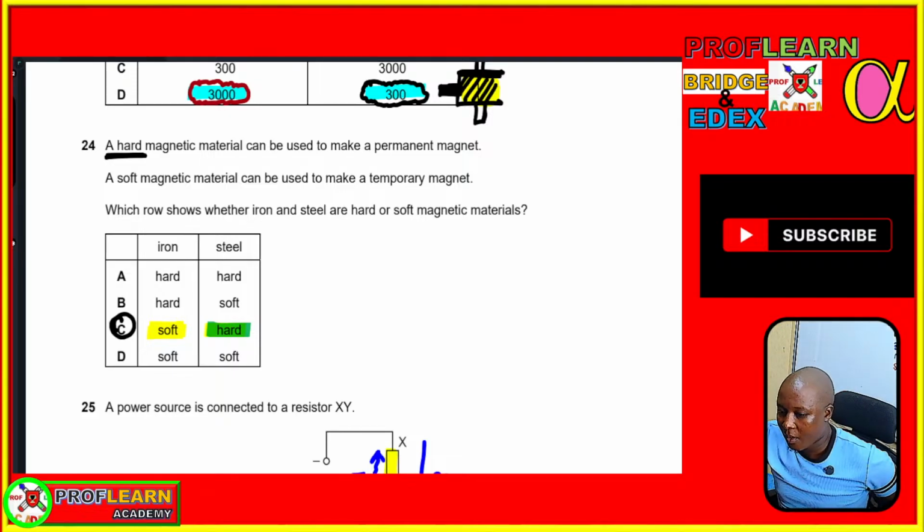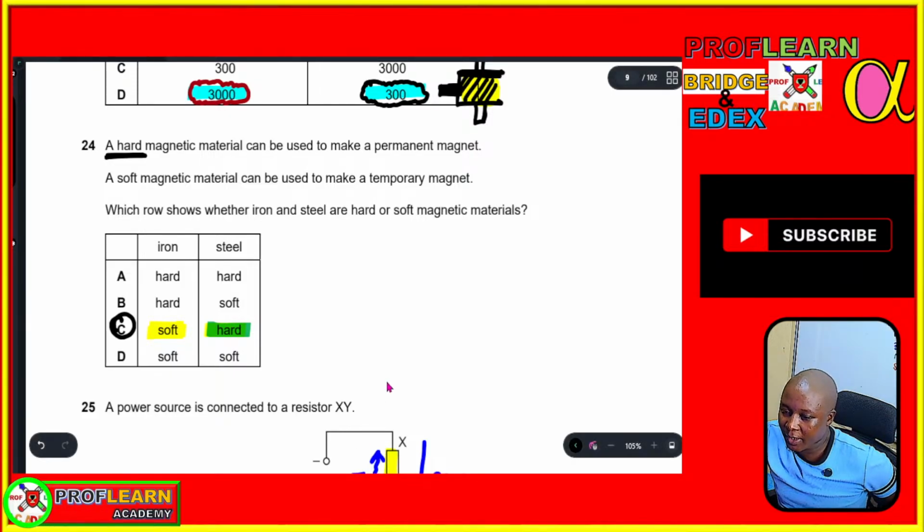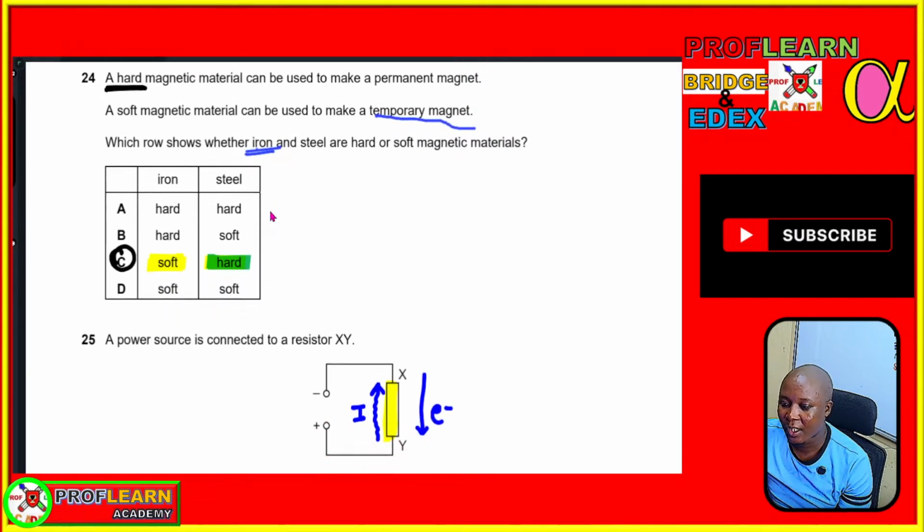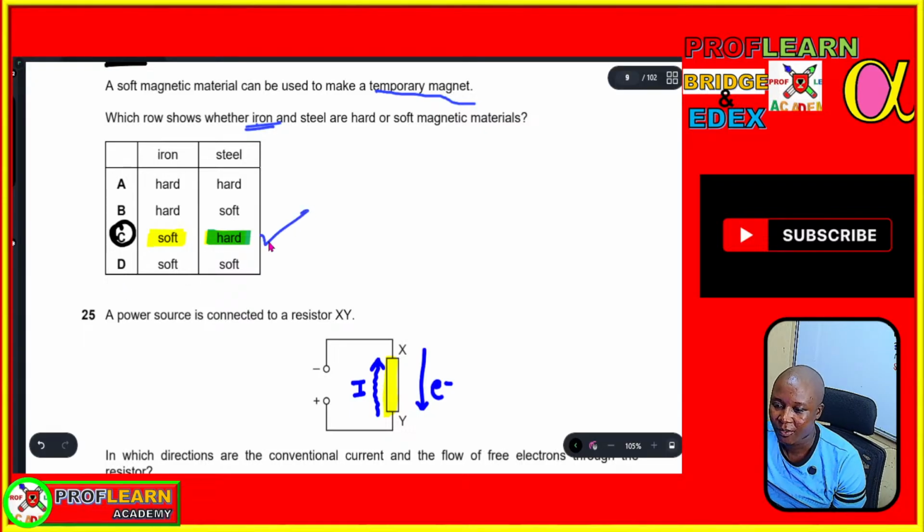Okay, so we need also to look at the next question. In question number 24, we are told a hard magnetic material can be used to make a permanent magnet. A soft magnetic material can be used to make a temporary magnet, sorry for that. Which rows show whether iron and steel are hard or soft magnetic materials? Iron is a soft magnetic material, because it can be easily magnetized and also it can lose the magnetism easily. And steel is a hard magnetic material because it is able to retain the magnetism for quite a long period of time. So the correct answer here is C.